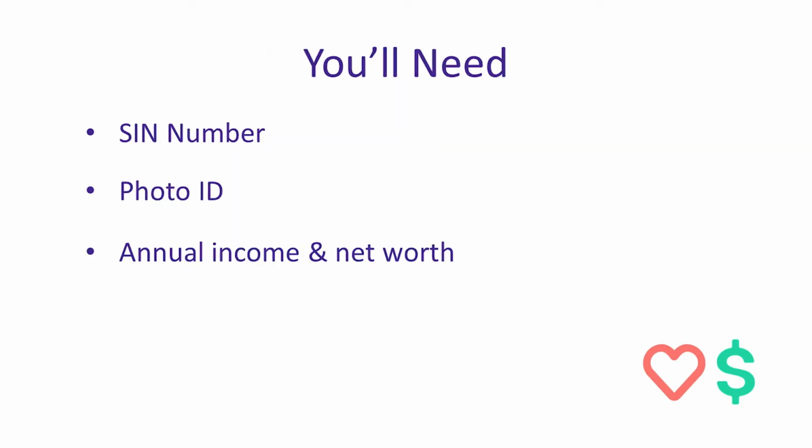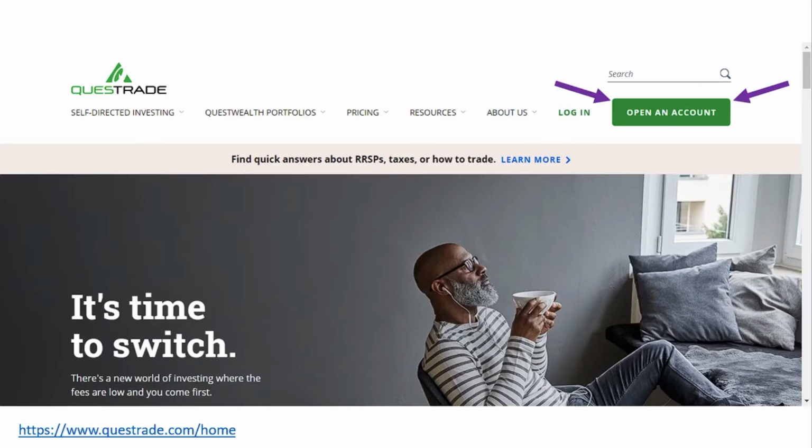Before we get started, you are going to need a couple of pieces of information. Number one, you're going to need your SIN number. Number two is your photo ID. And then the last piece is just kind of a rough estimate of your annual income and your net worth, which is your assets minus your liabilities. So, we'll get to those, but know that you might want to have that information handy as we go through this process.